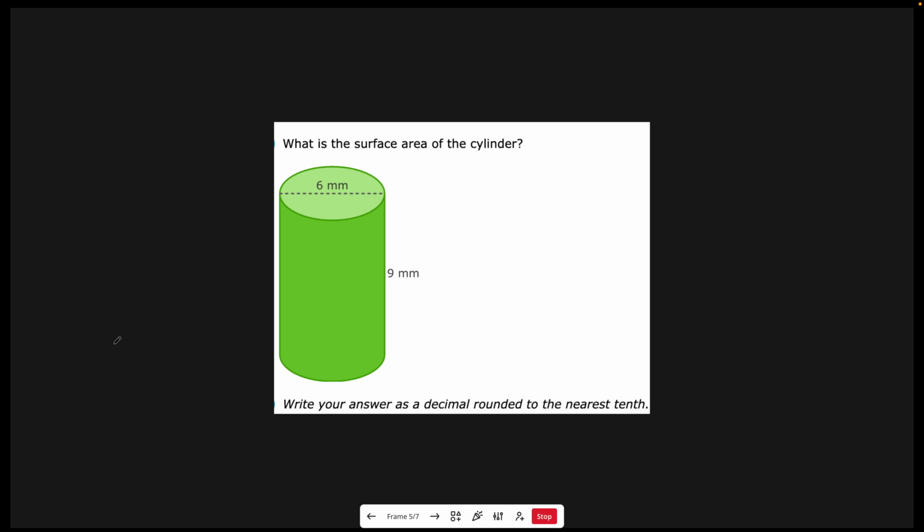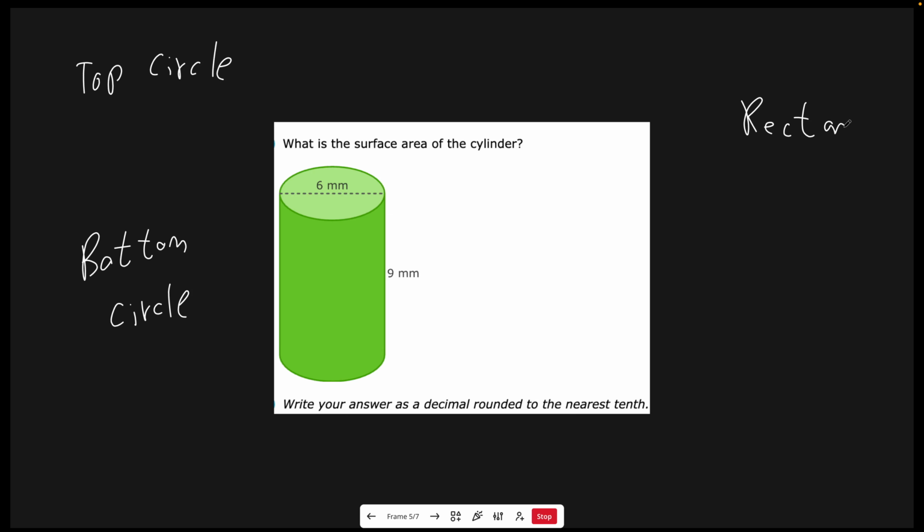Now for this one, it says, what is the surface area? There are two ways we're going to look at this. Let's start by looking at the individual shapes. We have a top circle, a bottom circle, and then a rectangle in the middle. Surface area just means, if we were to put wrapping paper on this cylinder, how much wrapping paper would I need? So we're just finding the area of these three shapes and adding the areas together.